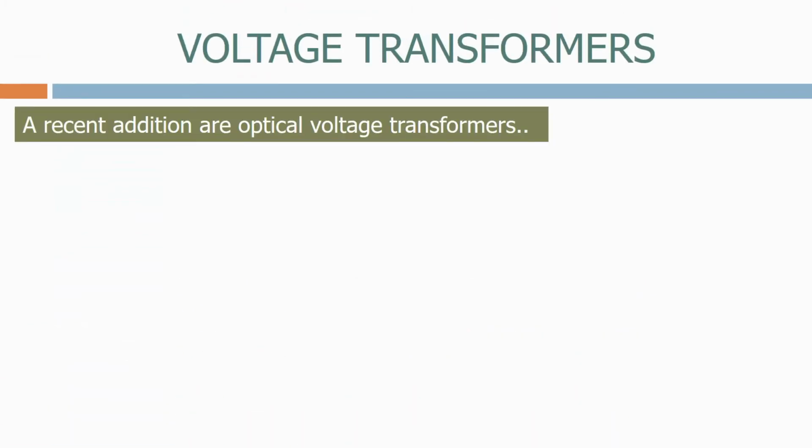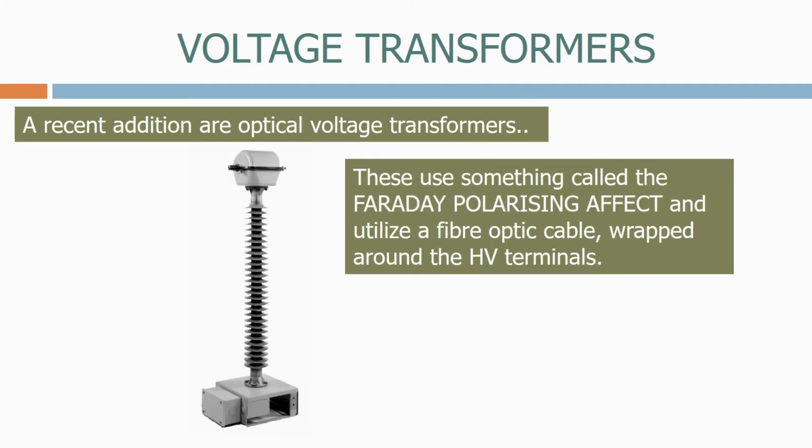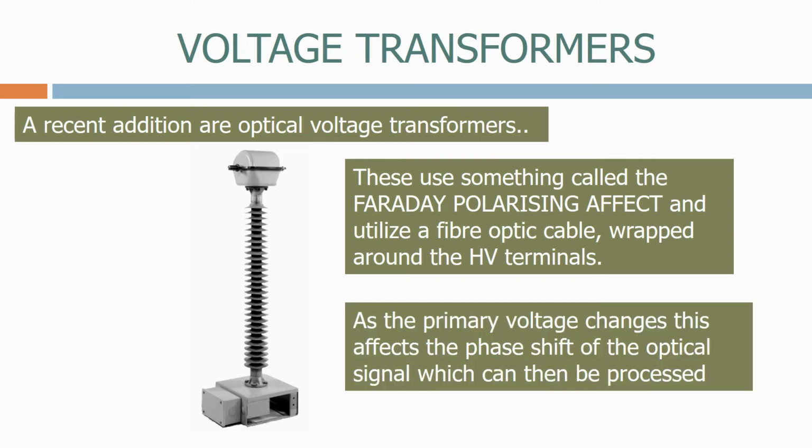A recent addition are optical voltage transformers. These use something called the Faraday polarizing effect and utilize a fiber optic cable wrapped around the HV terminals. As the primary voltage changes, this affects the phase shift of the optical signal, which can then be processed.